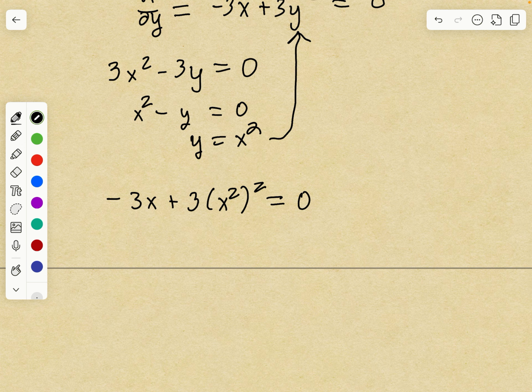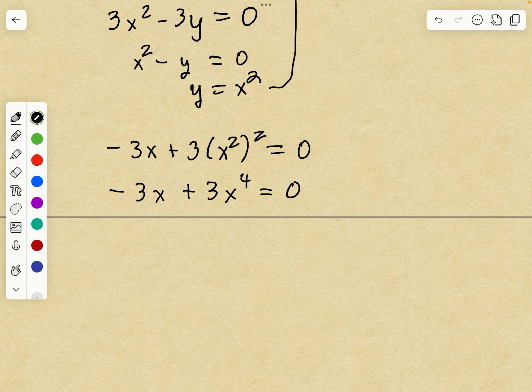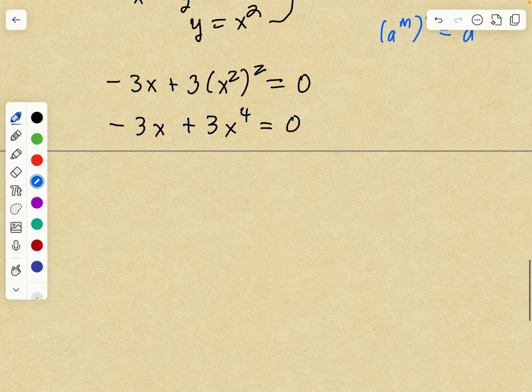And then what do you get? −3x + 3 times, what's (x²)²? x⁴, right? Equals 0. What did we do with the 2 and the 2? We multiplied them. Remember, if you have a to the m raised to the n, that's a to the mn. That's the fact that we're using to get x⁴. Now we need to solve for x. And how do we do that?